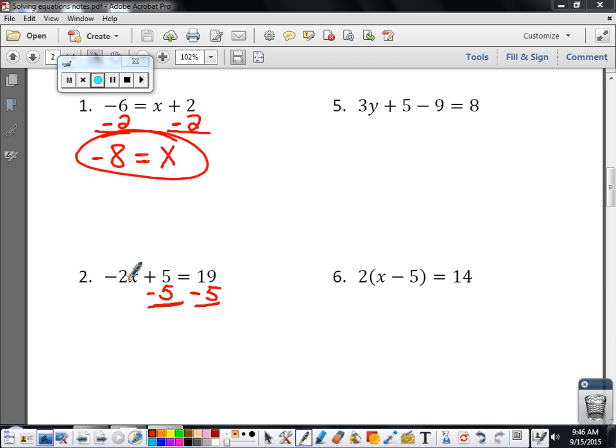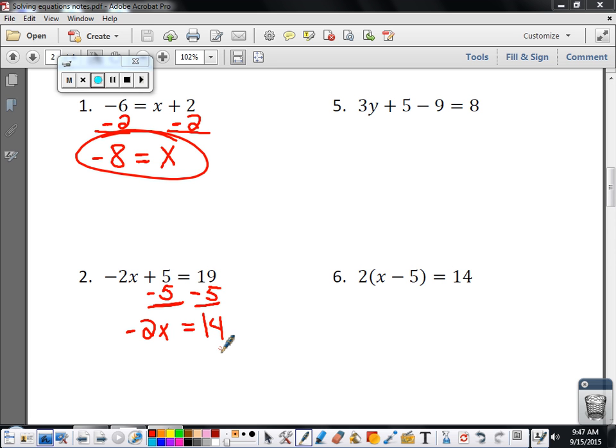Have I done anything with negative 2x yet? Bring that down. What's 5 minus 5? 0. Do I have to write that? I don't, so I just drop it. So negative 2x equals, what's 19 minus 5? 14. Very good. Is x by itself yet, guys?